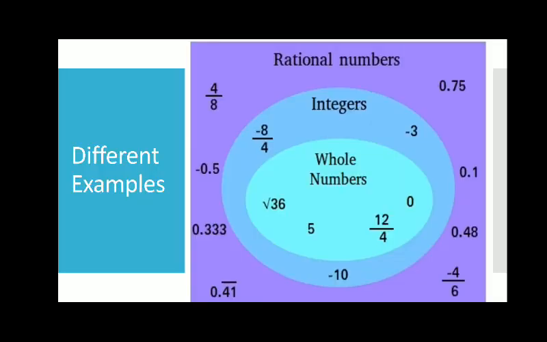Now, we will analyze this with some examples. Look at this innermost circle of whole numbers. Here you may ask, 12 by 6 is a fraction and a fraction doesn't belong to whole numbers. Children, if you observe carefully, 12 by 4 is equal to 3 and 3 is a whole number. Same way, square root of 36 is equal to 6 and 6 is a whole number. The same with minus 8 by 4, which is equal to minus 2 and minus 2 is an integer. The numbers outside the circles are all examples of rational numbers.